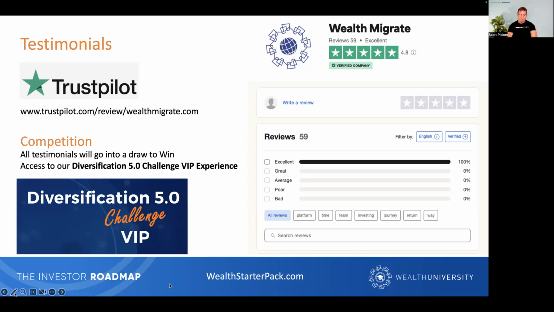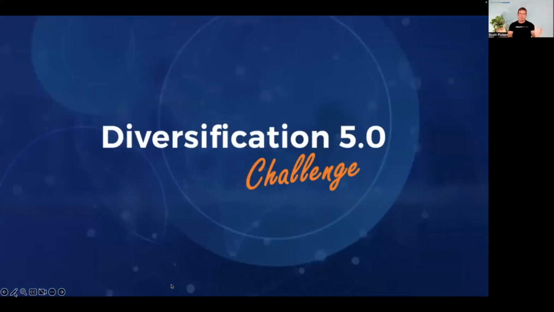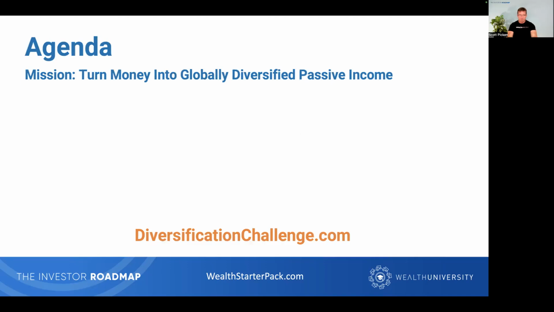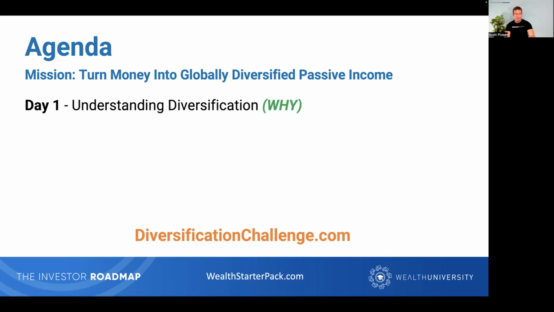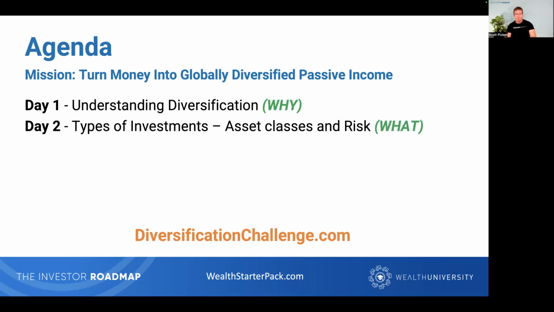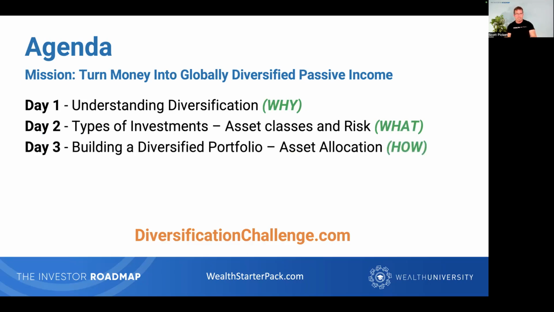Just to remind you, the investor roadmap was all around the how, but if you want to go into more detail and enjoy the challenge, it's 5 days, 2 hours a day. It's about understanding diversification, the why. It's about the types of investments, asset classes, and risk, for what. It's about building a diversified portfolio, asset allocation, 85% of your total return.